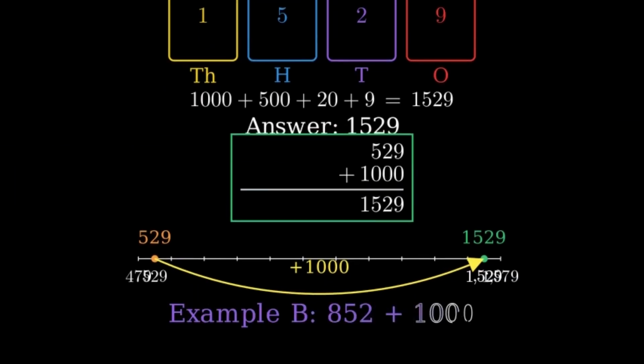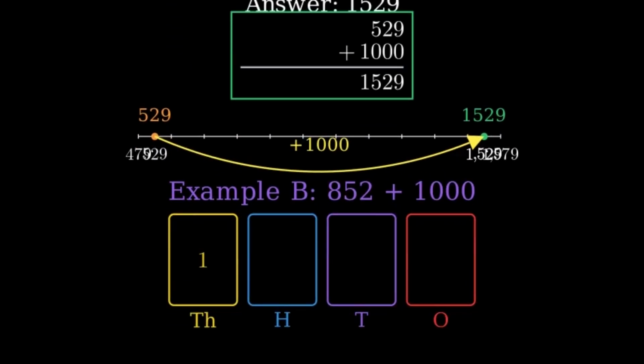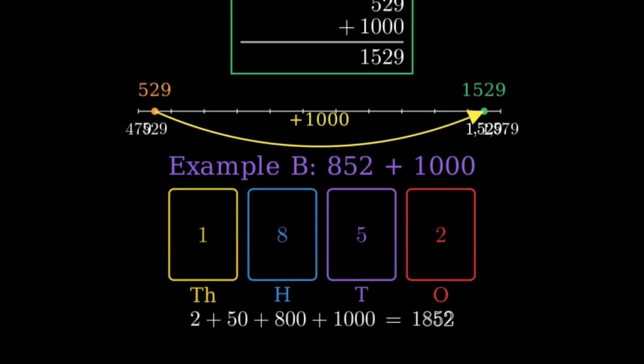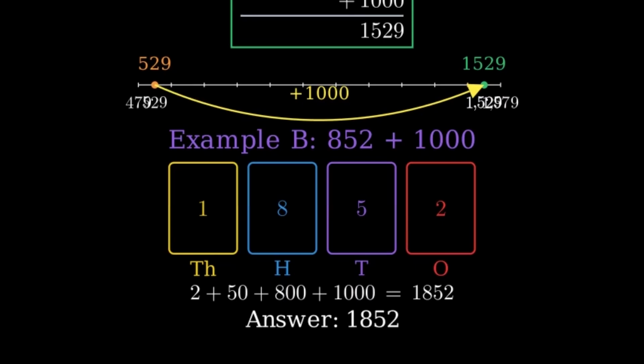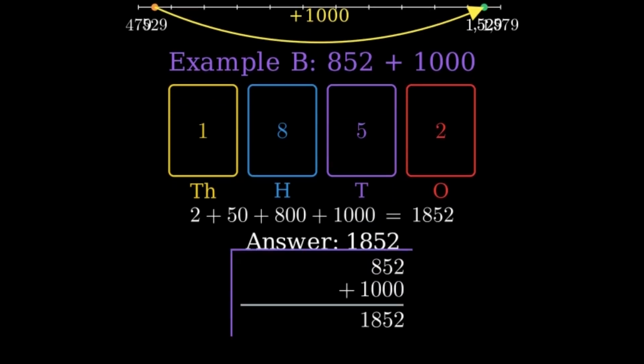Example B. Now, let's add 852 plus 1,000. We will again use our 3 methods to reinforce the idea. Method 1, expanded form. 852 is 800 plus 50 plus 2, and 1,000 is 1,000. Add them together as 1,000 plus 800 plus 50 plus 2. That equals 1,852. You can see the connection to this context line. 2 plus 50 plus 800 plus 1,000 equals 1,852.